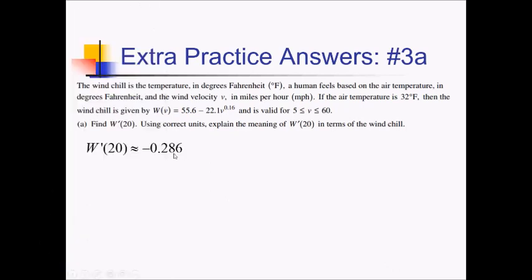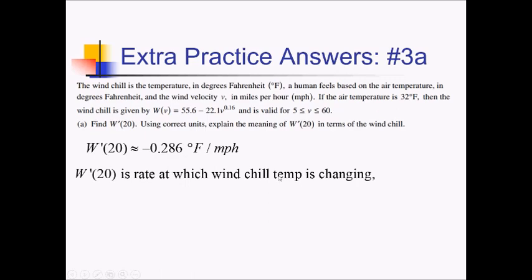And what's that going to be in? Well, this is the change in wind chill, so this is going to be how the temperature is changing with respect to the speed. So this would be degrees Fahrenheit per mph. Now, what does this actually mean in the context of wind chill? Again, this is the rate at which our wind chill temperature is changing in degrees Fahrenheit per mile per hour at a velocity of 20 miles per hour.